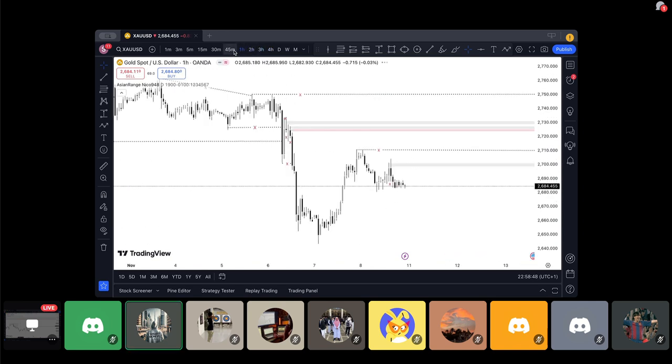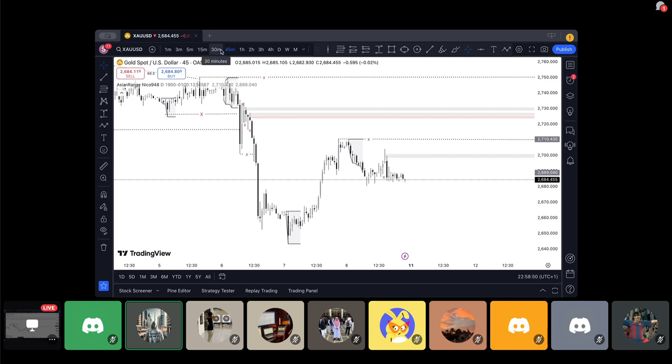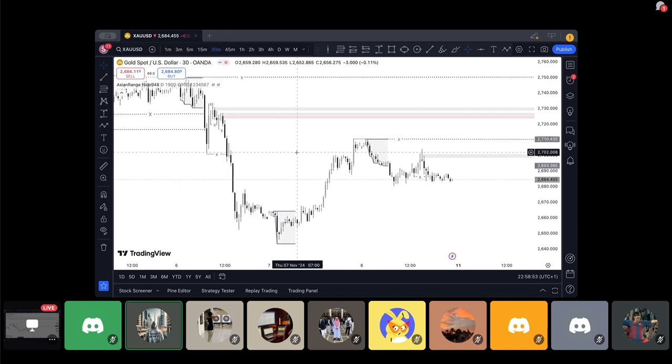So basically, this is it. Okay, the type of liquidity that I was talking about. First of all, we have equal highs and equal lows. Those are also considered as liquidity, because remember, the inducement is also a liquidity, as they say.